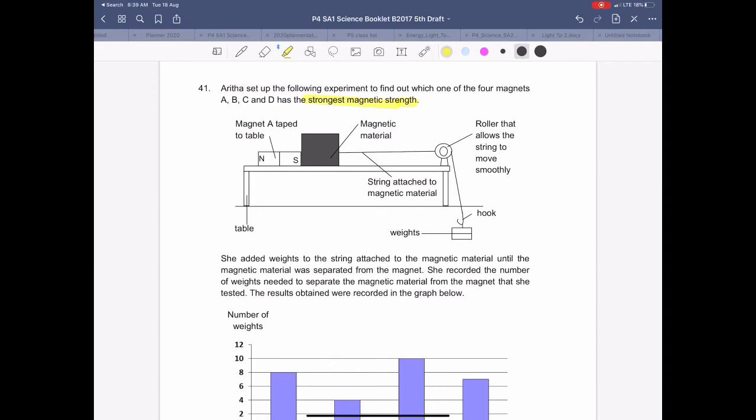Opposite poles attract. Okay, that's one. The next thing is, something that has a very strong magnetic strength doesn't need to be that close to the object in order to attract it. So the stronger your magnetic strength is, the further away the magnetic object can be in order to be attracted by this magnet. You think of it in this way.